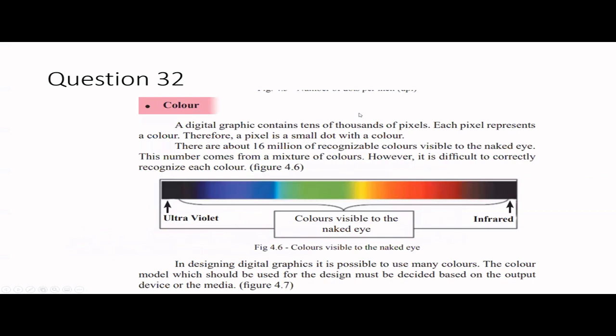And when it comes to color, right, the digital graphic can contain so many pixels. Actually, each pixel will represent a color, right? So a pixel is a small dot with a color, kind of. So usually for the naked eye, you can go for up to 16 million colors, right? So these are actually a mix of colors. You may have heard about RGB colors, right? Yes. So that is how the colors work, right?